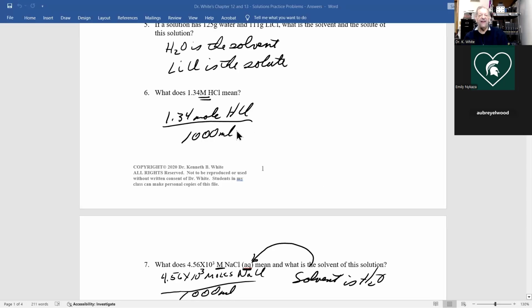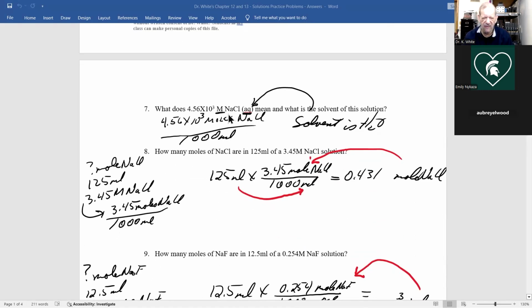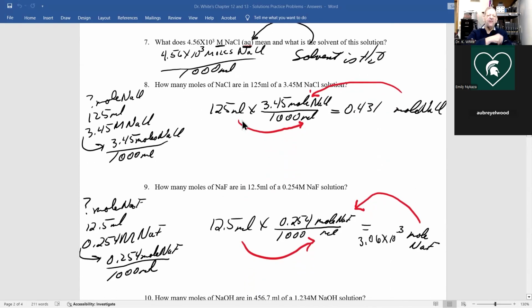And notice here I have, what does 1.34 capital M HCl mean? Molarity is capital M, moles of solute per 1,000 milliliters. In this case, that's 1.34 moles of HCl per 1,000 milliliters. And here, number 7, I did similar with sodium chloride, so we'll skip that. Now, let's look at number 8.